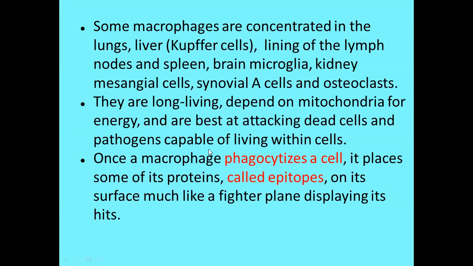And these pathogens are capable of living within the cells. Even the dead ones will survive or will be available within the cells. And once macrophages, the phagocytosis cells, place some of their own protein called epitopes. This epitope is the one responsible for attraction of the antibody. Some antigens, when they enter, already contain an epitope, so the antibody immediately recognizes and treats it.